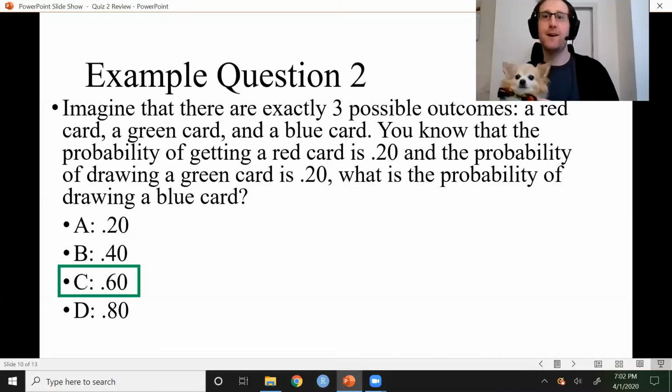All right, so the probability here is 0.60. According to Professor Raja, that's because the total probability for all outcomes is always going to equal 1. So if you know the other 2 possible outcomes, the third outcome has to be what's left over. If you add those 2 probabilities up, it's 0.4, and then there's just 0.6 left over here.